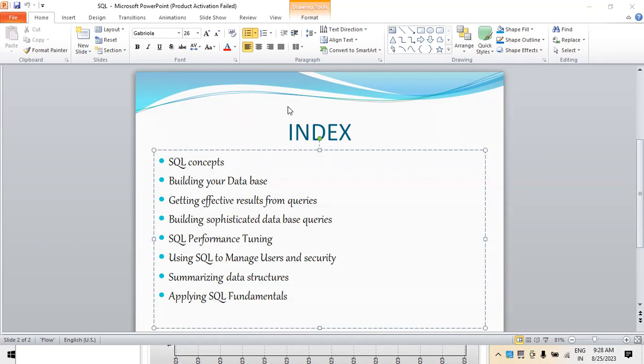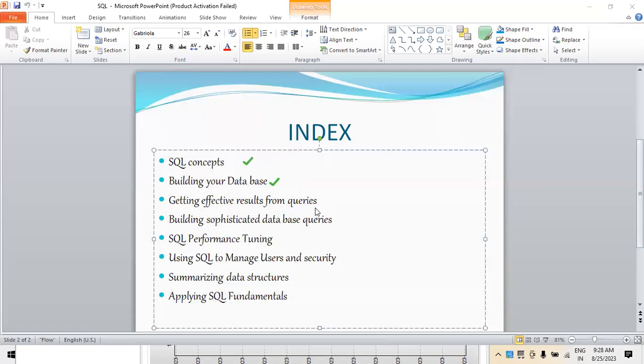Next, once that is done, we need to know about database transactions. For that, we should have a clear understanding of what exactly a transaction is and how to control transactions. So, transaction control and database performance. This sort of knowledge is also required for any person who is going to learn SQL.